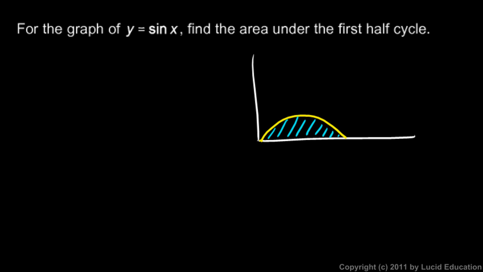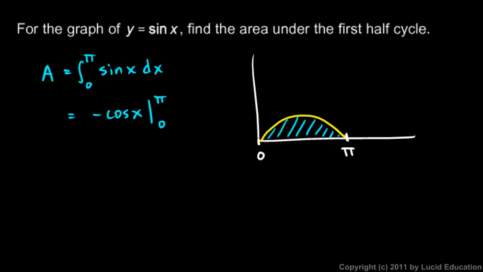So what are these x values? Well, this is x equals 0 right here, and this is x equals pi. So we're trying to find the area under one piece of a curve there. And so this is going to be the integral, the area here will be the integral from 0 to pi of sine x dx. So let's do this. Well, the integral of the sine function is the negative cosine function. So it's negative cosine x evaluated from 0 to pi. So it's going to be negative cosine of pi minus negative cosine of 0.